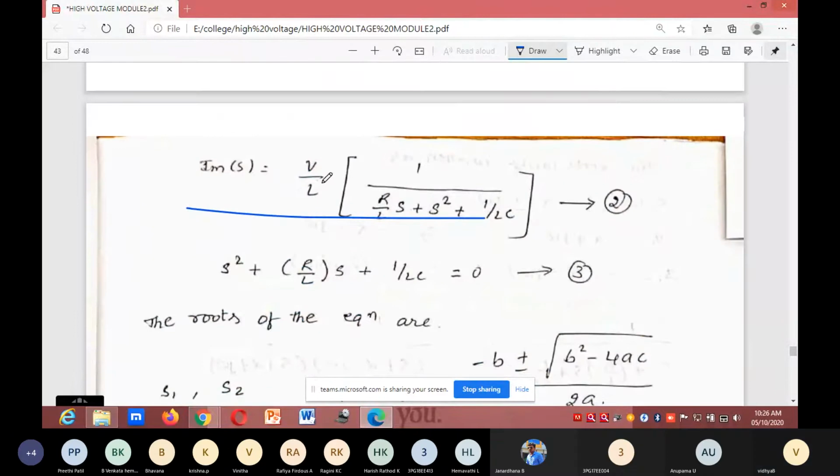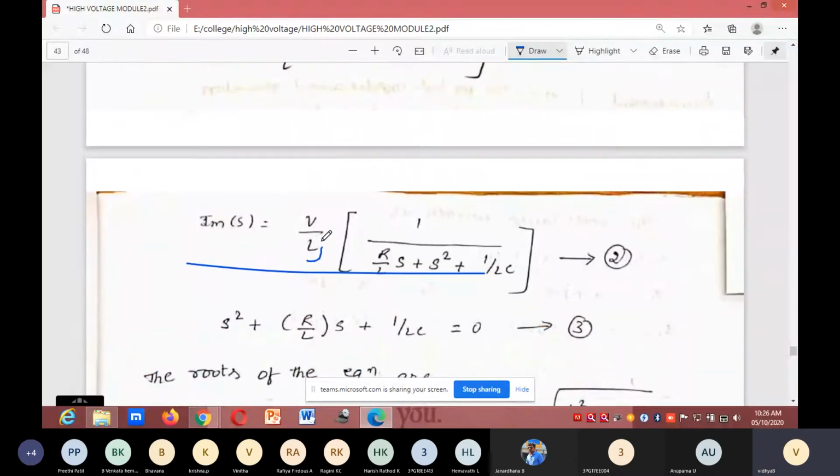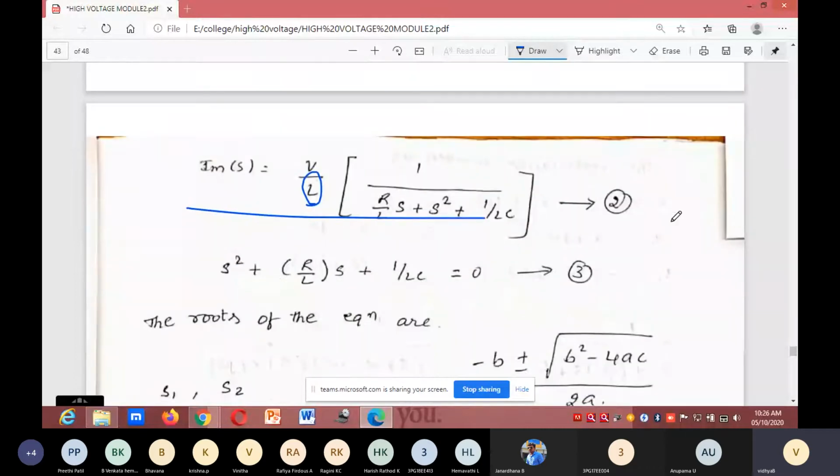After getting that equation, you need to take out L common. So Im of S is equal to V divided by L into 1 divided by S square plus R divided by L into S plus 1 divided by LC. This is equation 2. For the denominator, they have considered this separate equation: S square plus R divided by L into S plus 1 divided by LC is equal to 0.